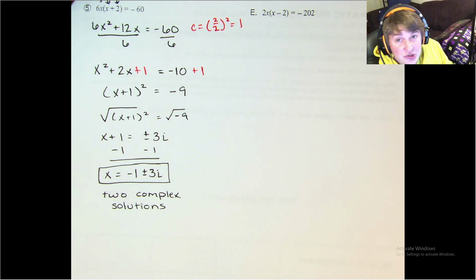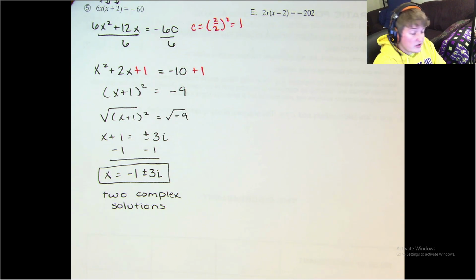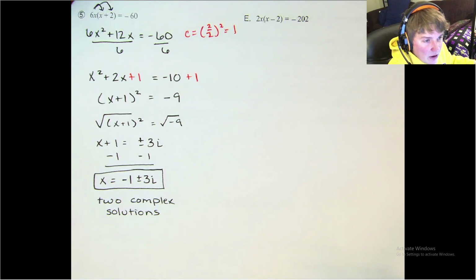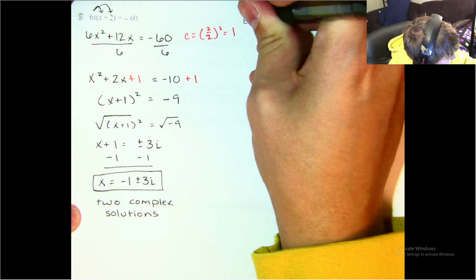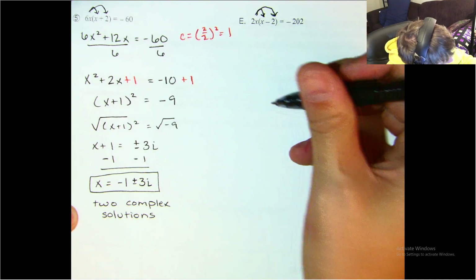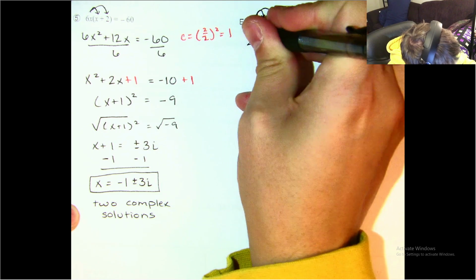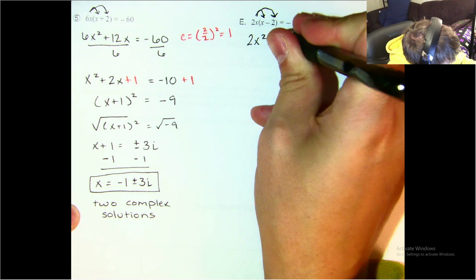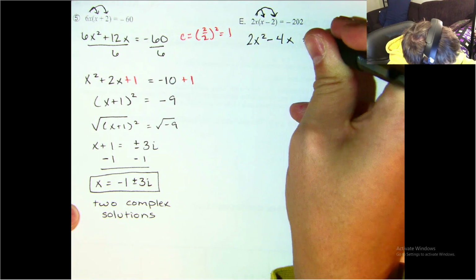Part E is virtually the same thing, different numbers. Otherwise, the process is the same. So I'm going to let you pause the video and try this one on your own and check it with me right now. Assuming that you've already done this and you're here to check your work, we're going to distribute 2x to each side. So 2x times x is 2x squared. 2x times negative 2 is negative 4x, and that's equal to negative 202.